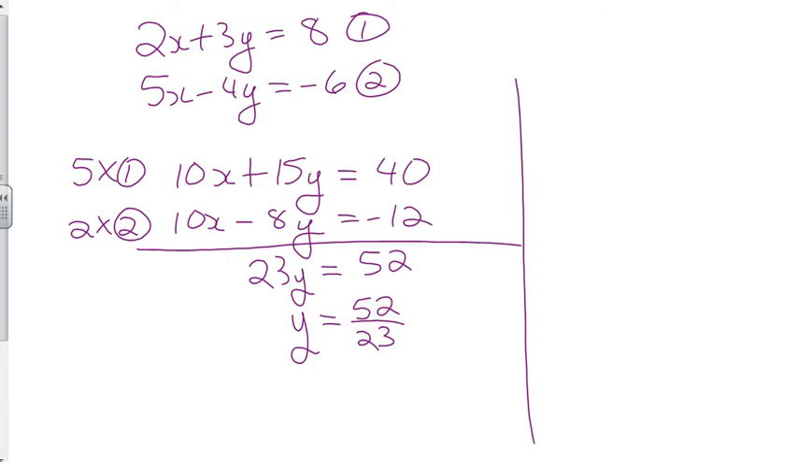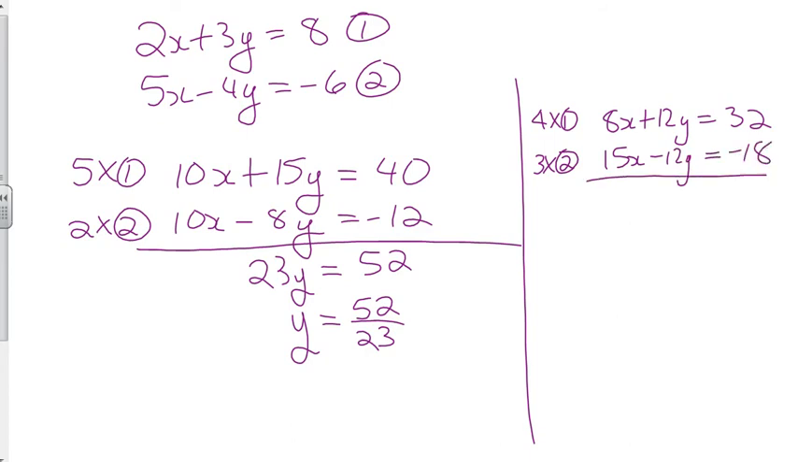Okay, so what are you going to multiply number 1 by? 4 times 3, 4 times 1: 8x plus 12y equals 32. What do we multiply 2 by? 3. Sorry, I'm not going to wait. 5x minus 12y equals negative 18. Add or subtract? Answer is yes. You can do one or the other, but we'll add.